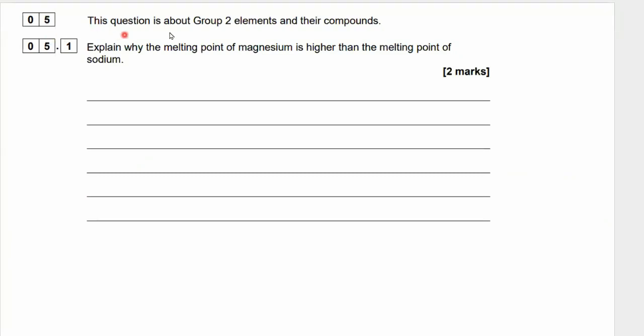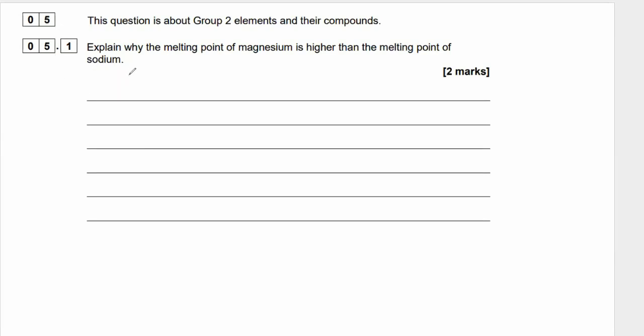Okay, question 5. This question is about group 2 elements and their compounds. 5.1, explain why the melting point of magnesium is higher than the melting point of sodium. So have a go at the question and then pause the video, as you do, and then I'll go through the answers. All right, here we go.